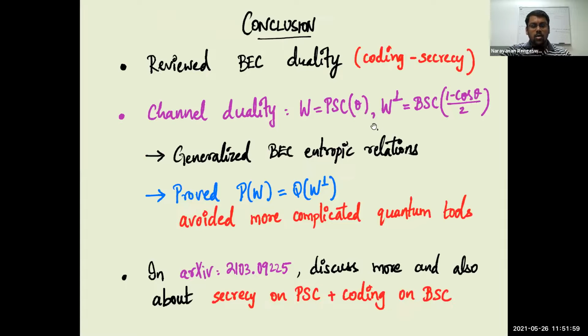To conclude, we reviewed PSC duality in this talk for coding and secrecy, and we generalized this to this pair of channels. We gave an entropic version, and then we used just linear algebra and factor graph duality to show that these metrics are equal. In the longer paper, we discuss more details, and we also discuss the other version where we consider secrecy on the pure state channel and coding on the binary symmetric channel. So we invite you to look at our longer paper for more details.